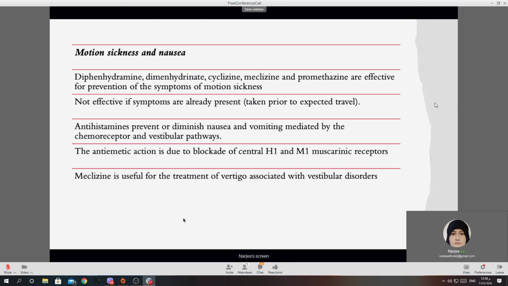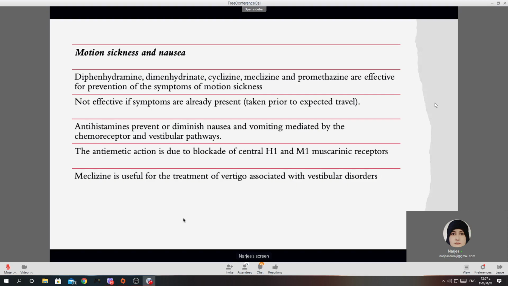Let's say you are on a picnic or traveling from one city to another and the symptoms have already started, you start to vomit. In that case, these drugs are not good enough, because we can use them to prevent the occurrence or the stimulation of the vestibular system so you will not vomit.